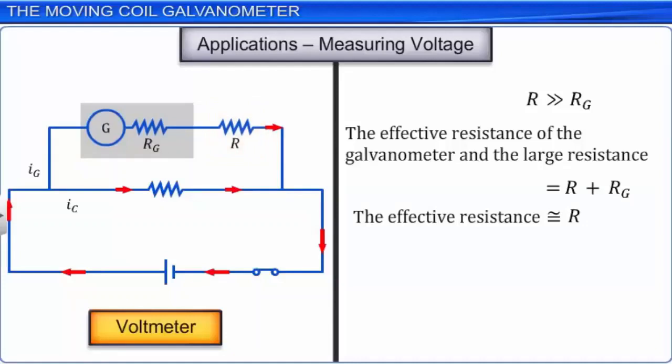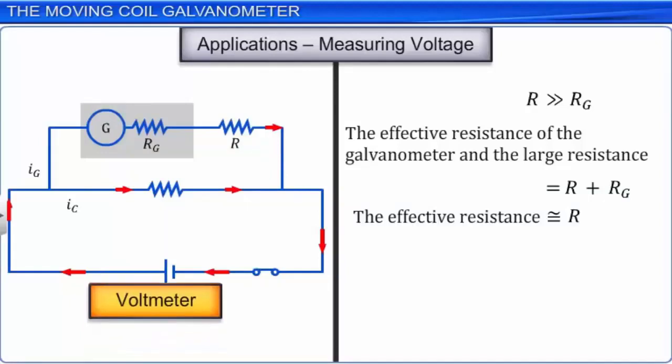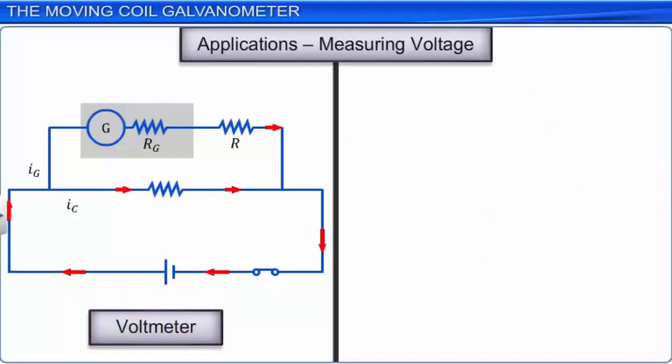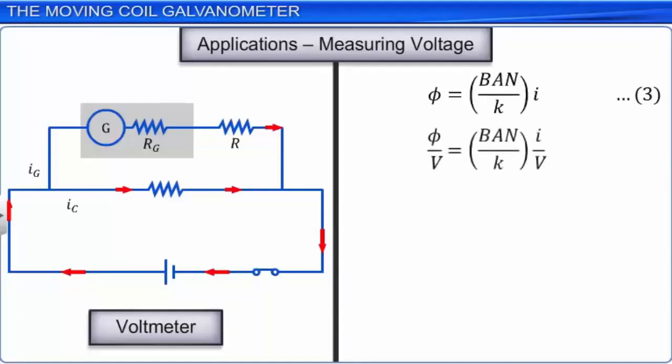The voltmeter is calibrated and graduated on the scale according to the voltage sensitivity. Voltage sensitivity of the voltmeter is defined as the deflection per unit voltage, denoted as phi by V. From equation 3, phi is equal to BAN by K into I. Divide with voltage V on both sides. Phi by V is equal to BAN by K into I by V.